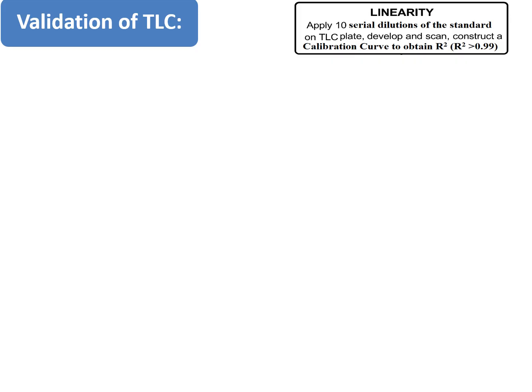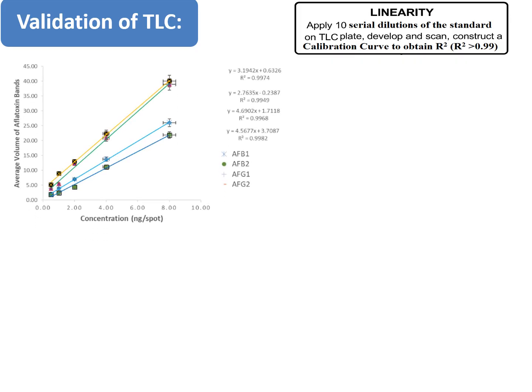Now, in order to determine the linearity of a method, it is usually assessed by preparing and analyzing a series of standards at different concentrations, and then constructing a calibration curve to confirm the response versus concentration relationship in a straight line.